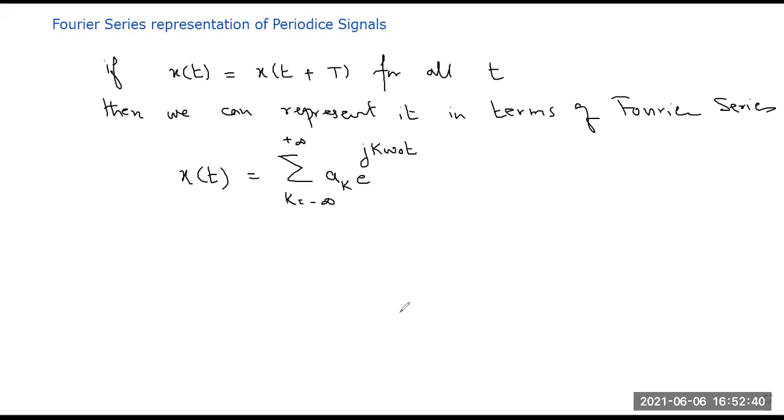We can also represent this equation in another form, and that is representing omega naught in terms of period. So we can also say that the Fourier series is equal to summation over k from minus infinity to plus infinity, a sub k e to the power jk 2 pi t divided by capital T, where capital T is the fundamental period.